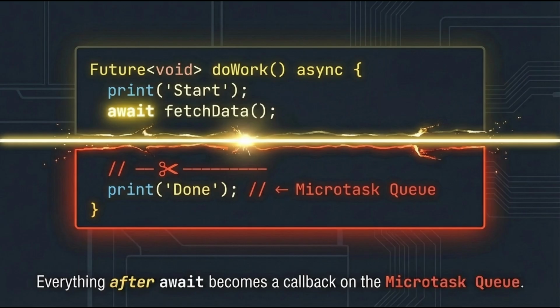Here's what that looks like in actual Dart code. This function calls print start, then hits await fetch data. And right there, await cuts the function in half. Everything below that line, print done, becomes a callback that gets scheduled on the microtask queue when the future completes.